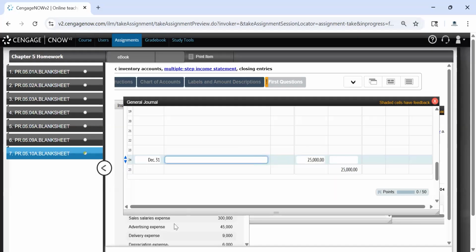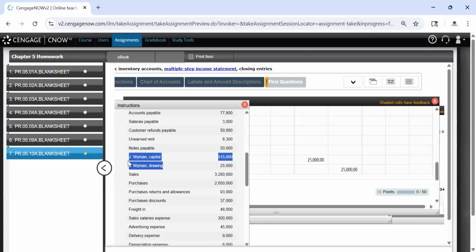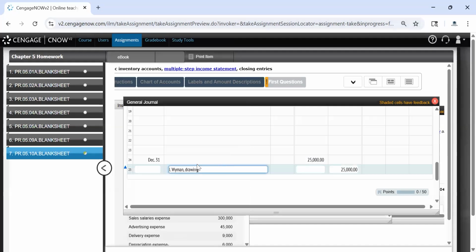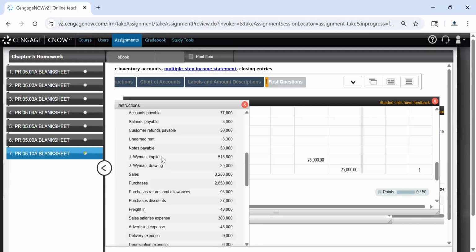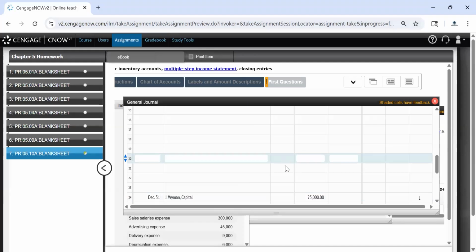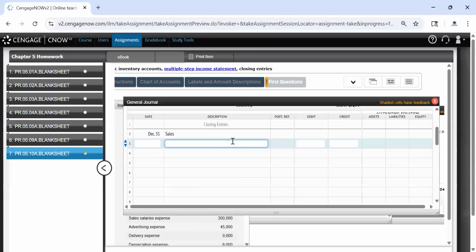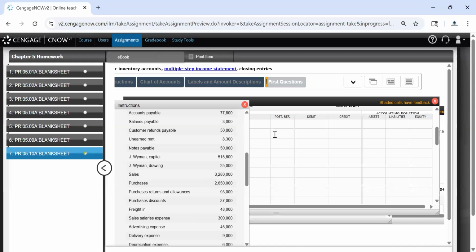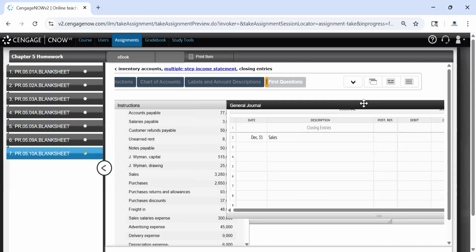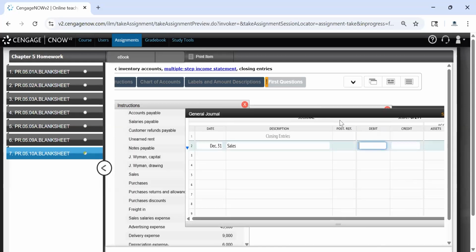Our drawing amount was $25,000, and we need to credit our drawings account, and we need to debit the capital account for the same amount. Accounts that we're going to have to close out as debits. What on here? So sales is a natural credit balance, and we need to zero this out.